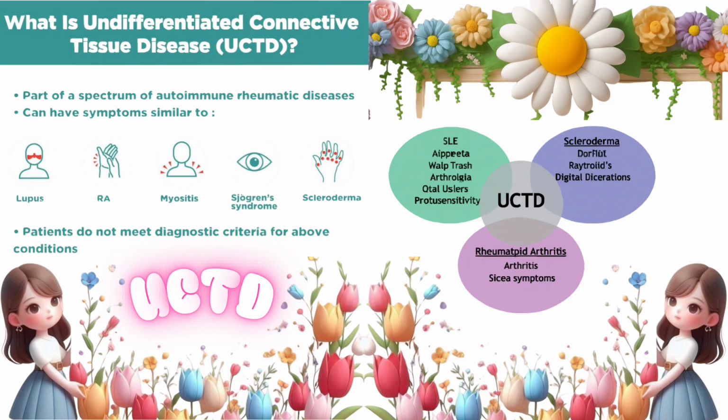Clinical vignettes that illustrate common scenarios. Vignette 1. A 30-year-old woman presents with fatigue, intermittent joint pains, and a low-grade fever. ANA is positive at 1:320, anti-Ro negative, anti-dsDNA negative, complements normal.